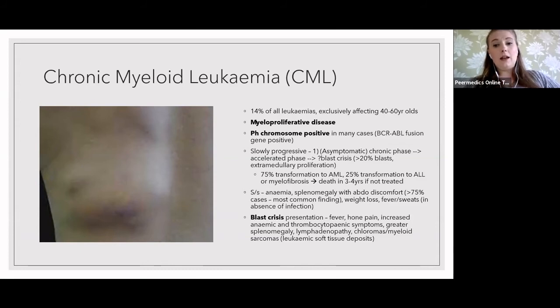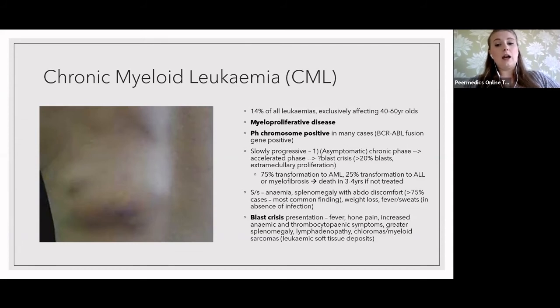And then it may become something called a blast crisis, which is where it becomes most commonly AML, or sometimes ALL, or myelofibrosis, which is one of your other myeloproliferative diseases that we're going to talk about in the next presentation. So if you don't catch it and treat it, you've only got, sadly, a couple of years to live, as is the case with most of these, to be fair.